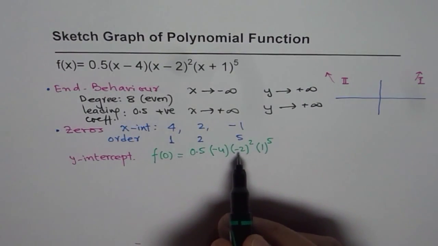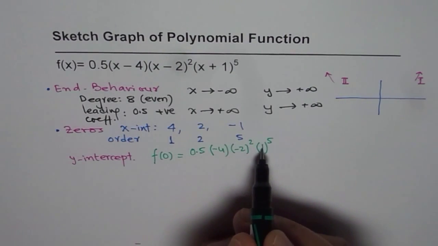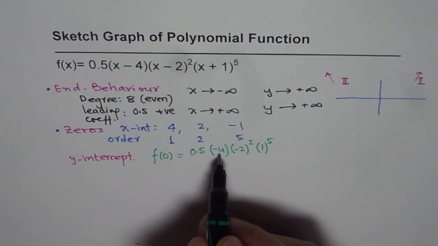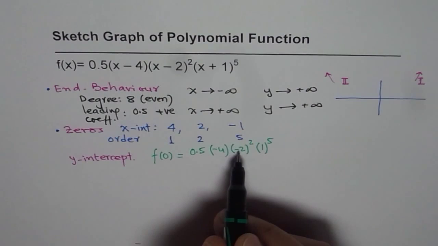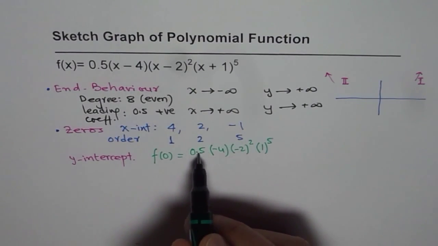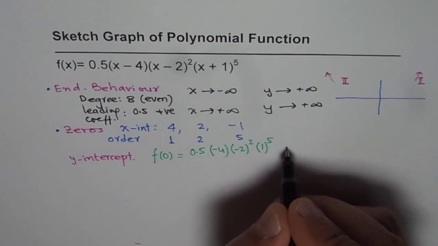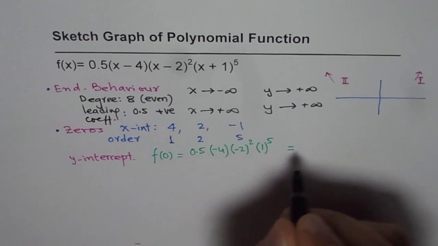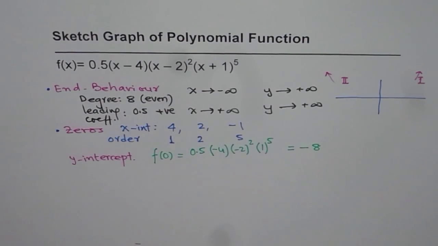So that gives you, this will be positive, this is going to be positive, this is going to be negative, right? So we have 2 square is 4, half of 4 is 2, and times 4 is 8. So we get a value of minus 8, right? So minus 8 is our y-intercept. Now with this information, we should be in a position to sketch our graph, right?